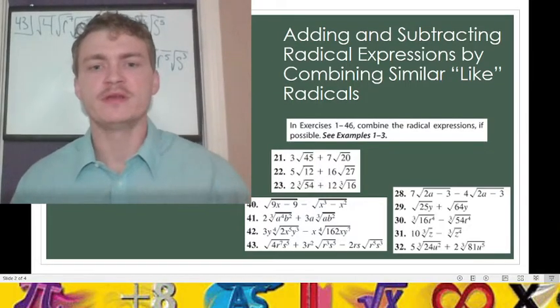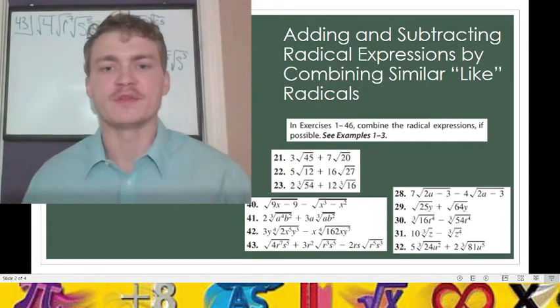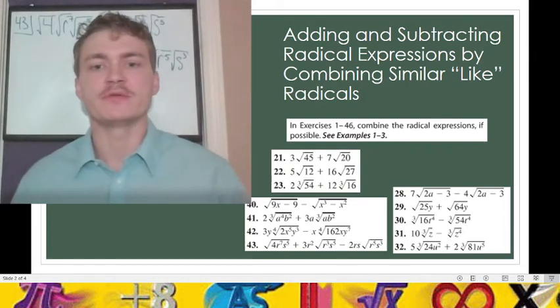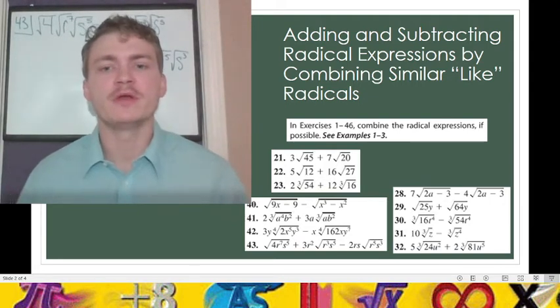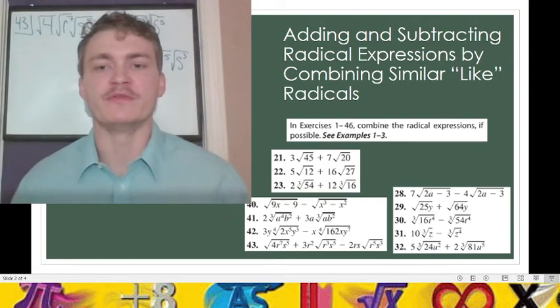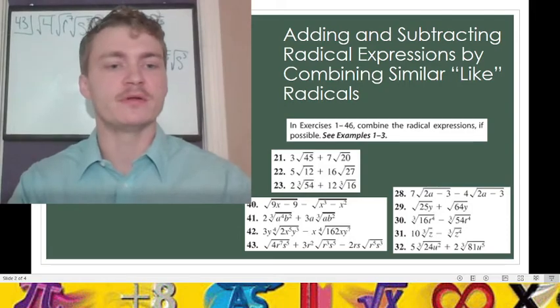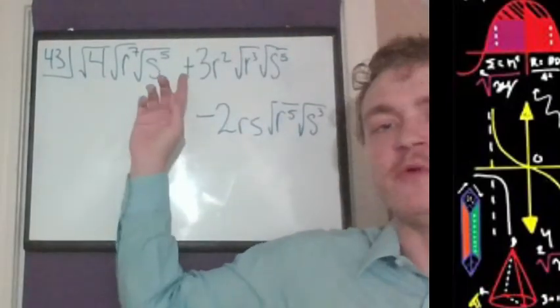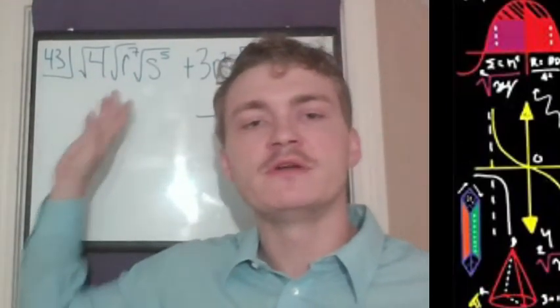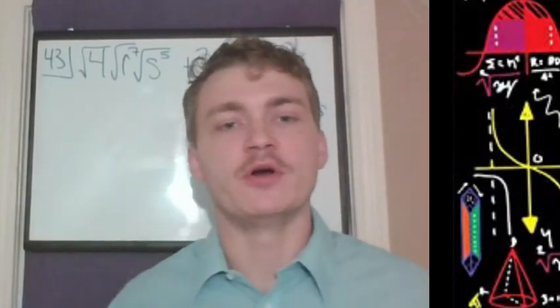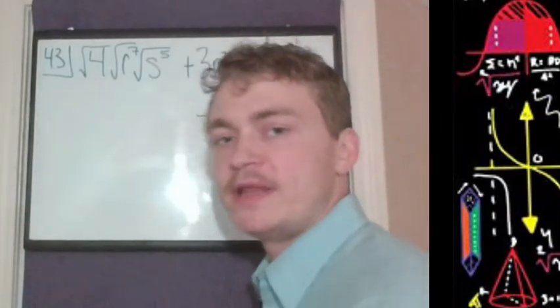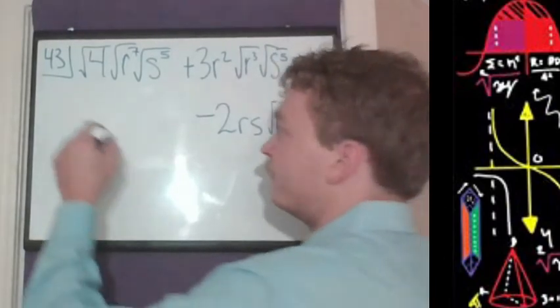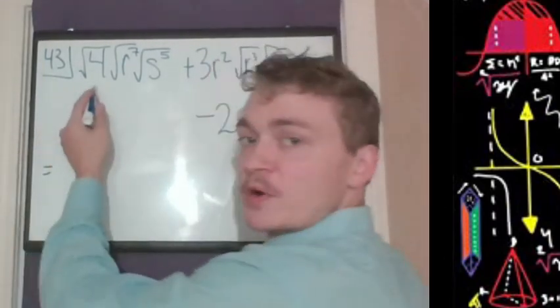Exercise 43, the square root of 4r to the 7th power s to the 5th power plus 3r squared times the square root of r to the 3rd power s to the 5th power minus 2rs times the square root of r to the 5th power s to the 3rd power. For each of these terms here, we will use our product rule for radicals. For each of the factors, we would place them under their own square root sign. Evaluating any perfect squares that we may have, the square root of 4 is 2.